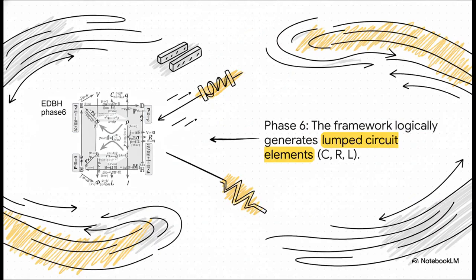And this is where the magic really happens. Look at how our framework naturally leads us to circuit theory. By connecting these macroscopic values, the system just logically generates the lumped circuit elements we use all the time. Capacitance, C, resistance, R, and inductance, L. They aren't just random letters we made up. They are the direct result of integrating the underlying field physics over the geometry of a component.